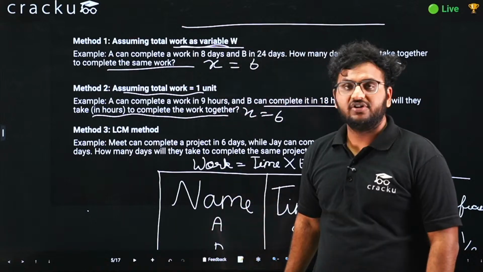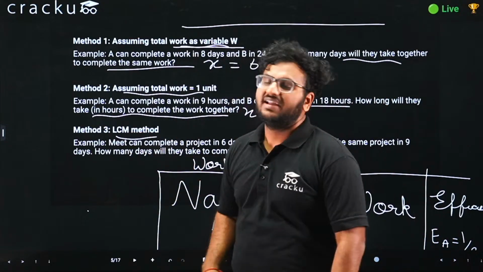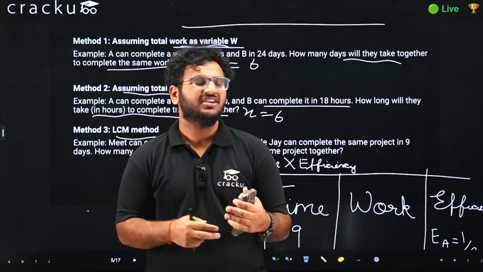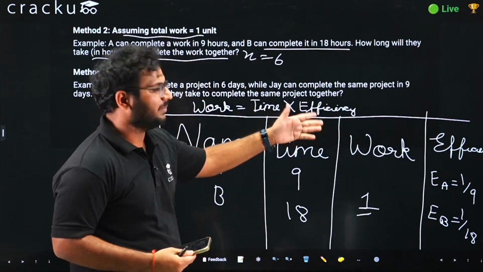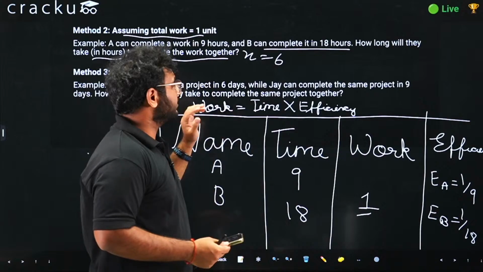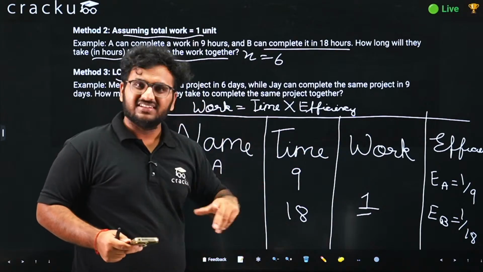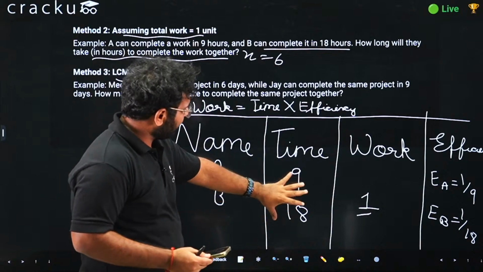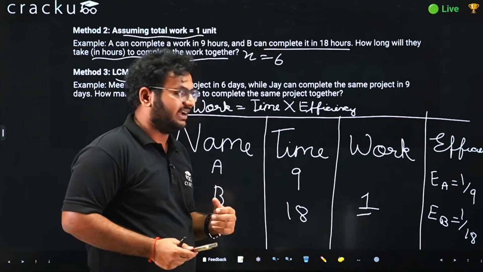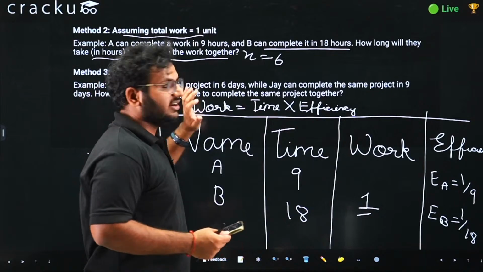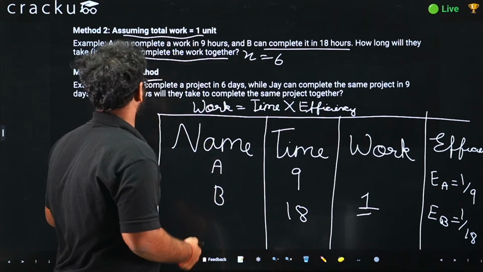Now, what we will do is we will learn the LCM method. And this is by far my favorite method because I don't like fractions. So why deal with fractions like 1 by 9, 1 by 18? Instead, I will take the LCM of the time. We can take the LCM, or we can directly multiply 9 into 18, or use any method which does not involve fractions. So let us see.